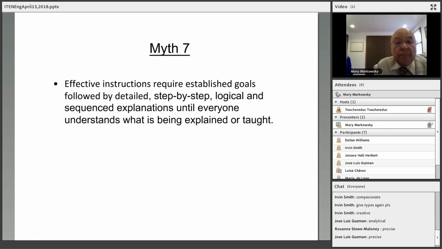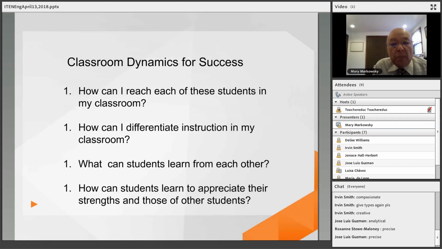So now myth number 7, I'm going to read it and I'm going to ask you. Effective instructions require established goals followed by detailed step-by-step logical and sequence explanations until everyone understands what is being explained or taught.